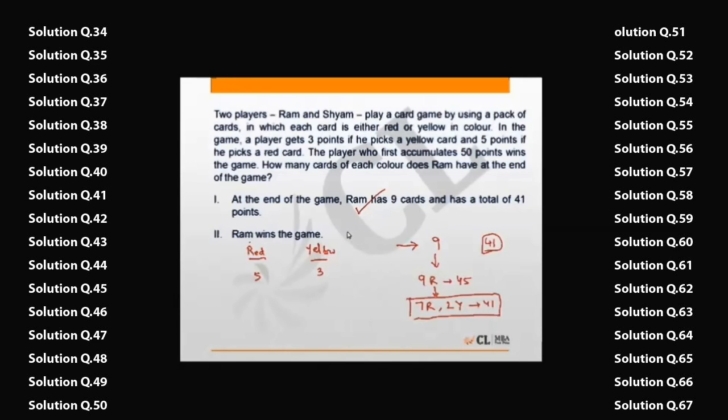Statement 2 does not tell us anything, because the game could be won if somebody gets 50 points, and that could be done in many possible ways. Hence, statement 2 cannot give us the answer. Hence, the correct answer is A.